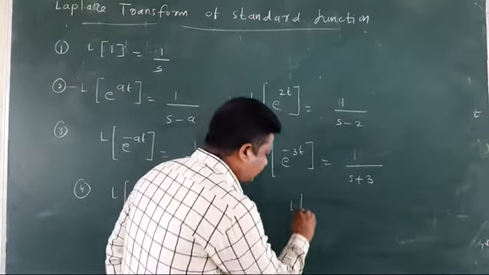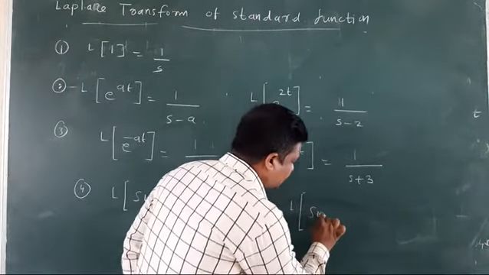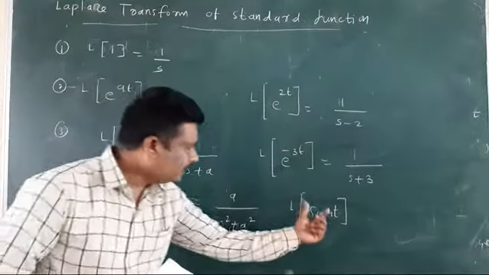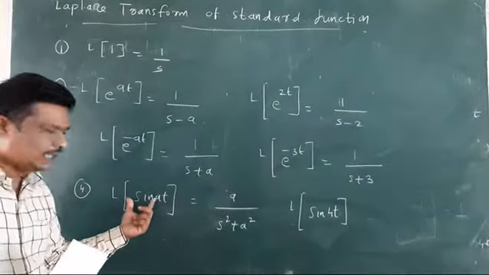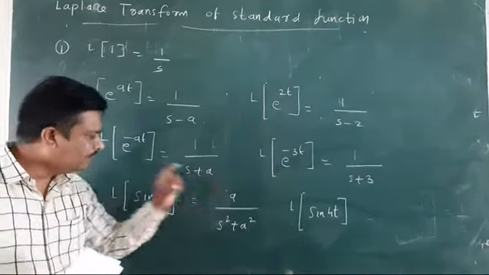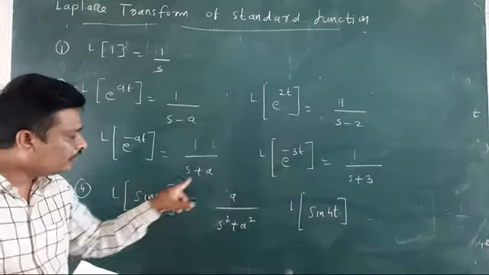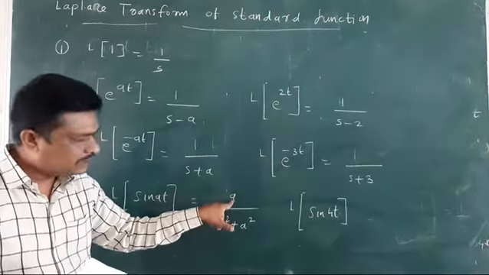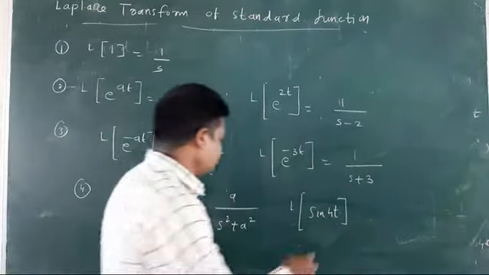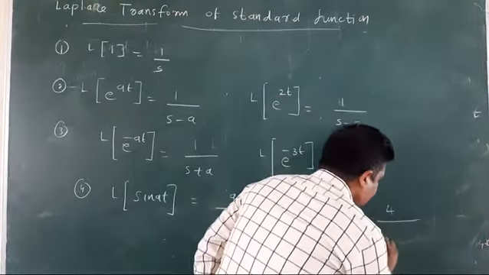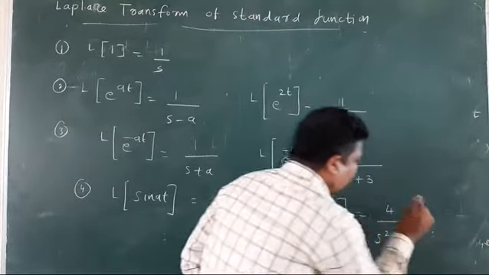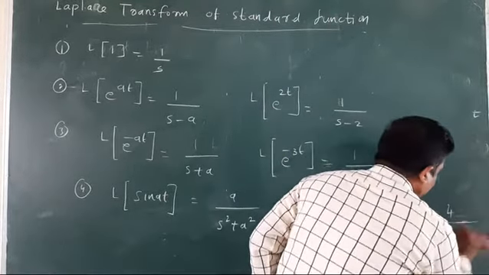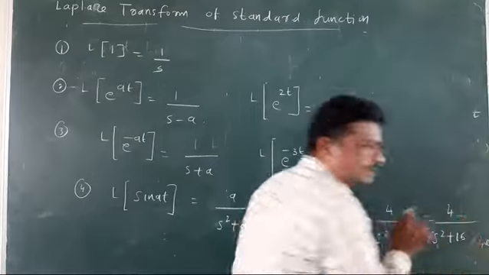So I will take an example. Find the Laplace transform of sin 4t. I will compare this sin 4t with the standard function sin at. After comparing, I can see here the value of a is equal to 4. So likewise, I will replace a by 4 in the formula also. So I will get 4 upon s square plus 4 square, which is equal to 4 upon s square plus 16.